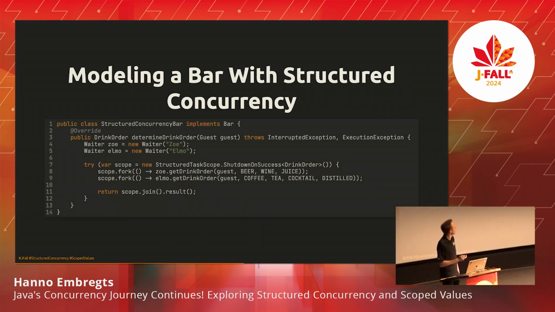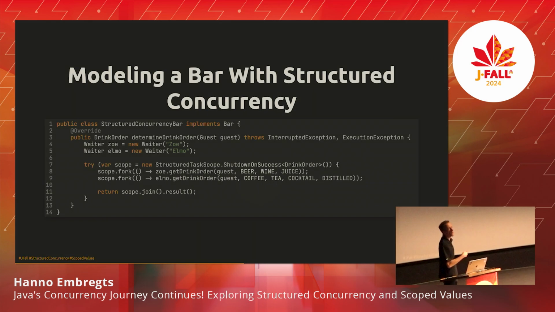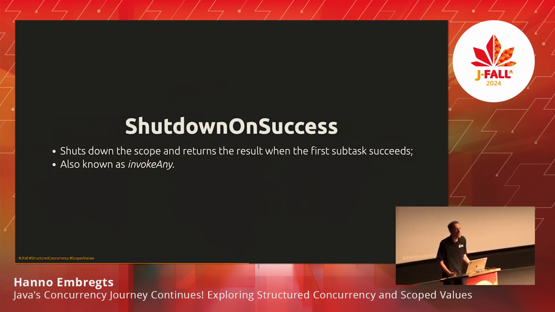So for example, if one of my preferences is, I don't know, espresso, and Elmo lists espresso, then it will be a successful result, and the rest of the work will shut down, and you will see that he will not even announce the teas, the cocktails, and the distilled drinks. So this is another strategy to use structured concurrency. Shut down the scope, return the result when the first subtask succeeds instead of fails. This pattern is also called invoke any.